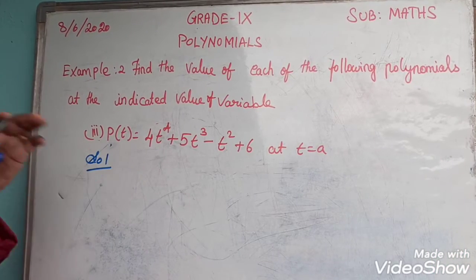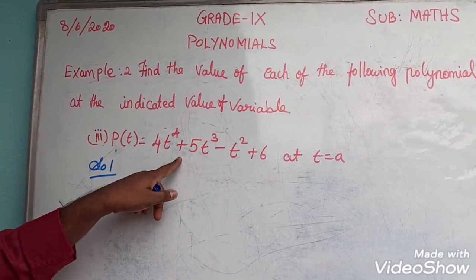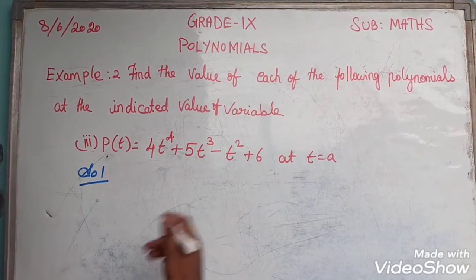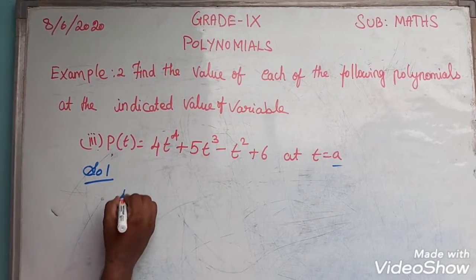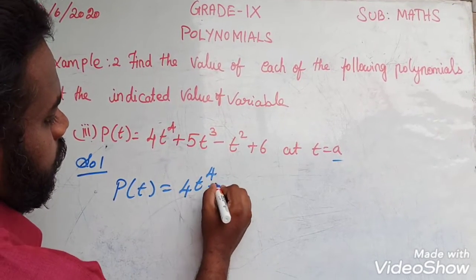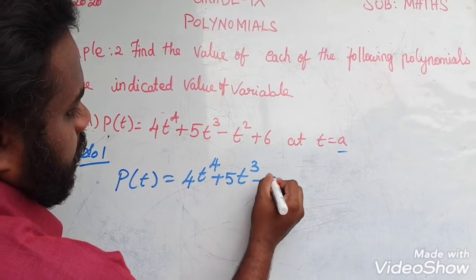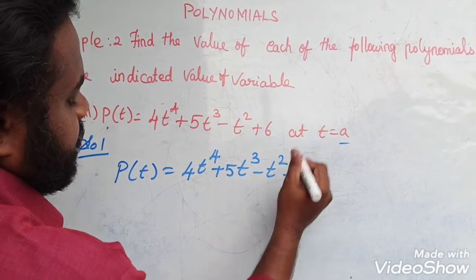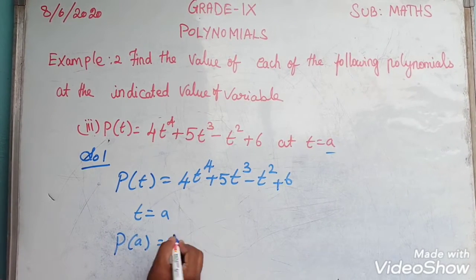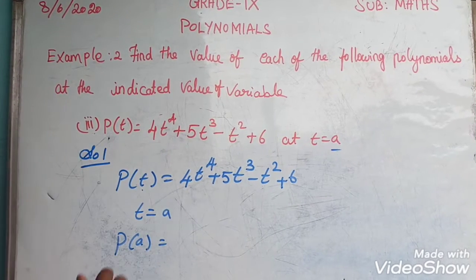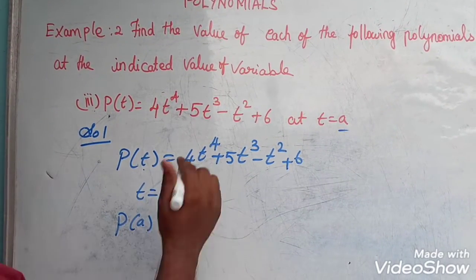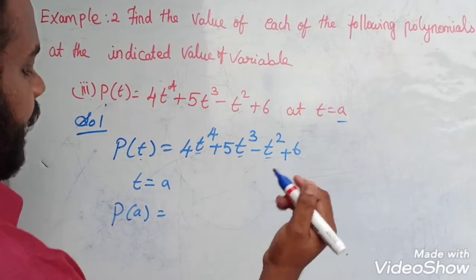Now p of t equal to 4t power 4 plus 5t cube minus t square plus 6 at t equal to a. Instead of t we have to substitute a. So p of a. Here t is also a variable and a is also a variable. There is nothing that will change. Instead of t, you have to take a.